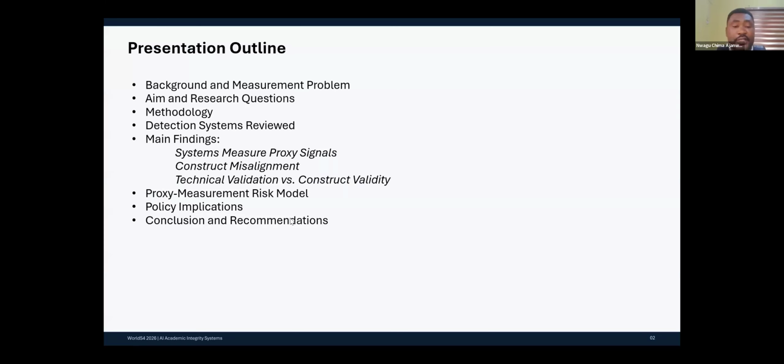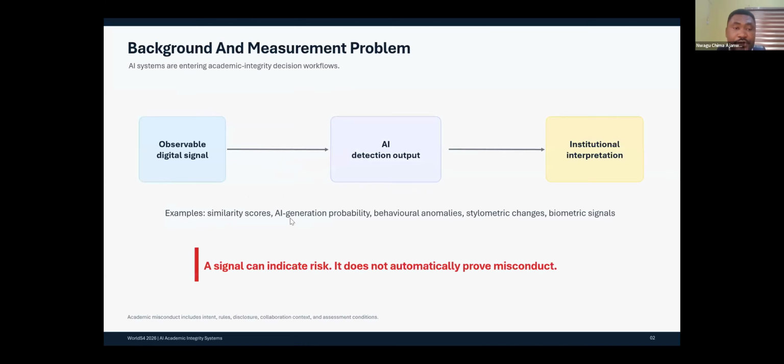Before discussing the research, I will briefly outline the presentation. I will begin with the measurement problem that motivated this review. Then I will present the research aim and methodology. Next, I will summarize the detection systems that were reviewed, followed by the 3 main findings in our research. Then I will introduce our proposed proxy measurement risk model before concluding with the policy implications and recommendations.